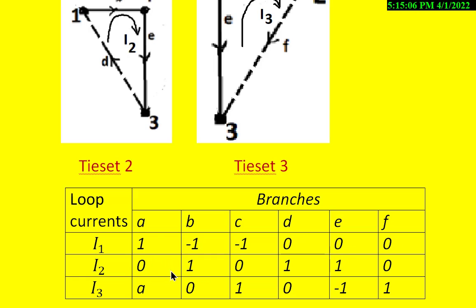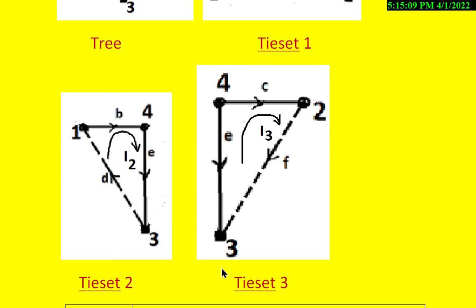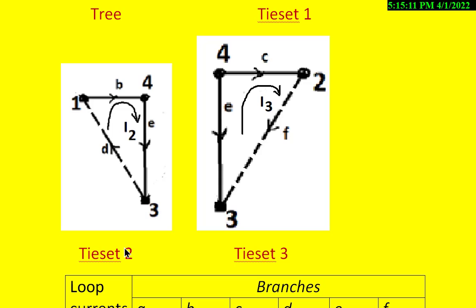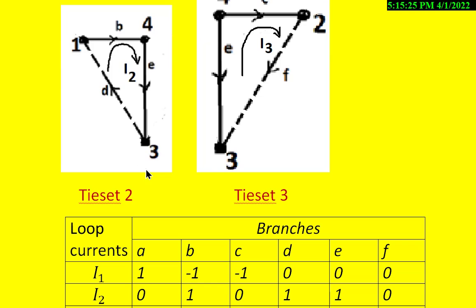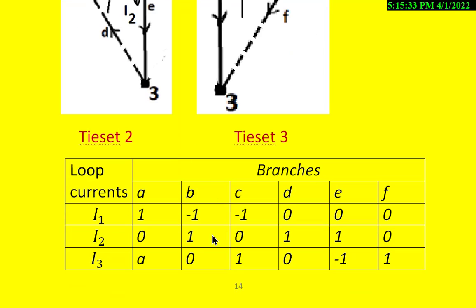Similarly, for loop 2, this is Tieset 2, the loop current is I2. The B branch, E branch and D branch current directions are one and the same. So B, D, E directions are the same, so all get the positive sign: B, D, E are +1, +1, +1, and the rest of the elements are not connected to Tieset 2, so put zeros for those elements.